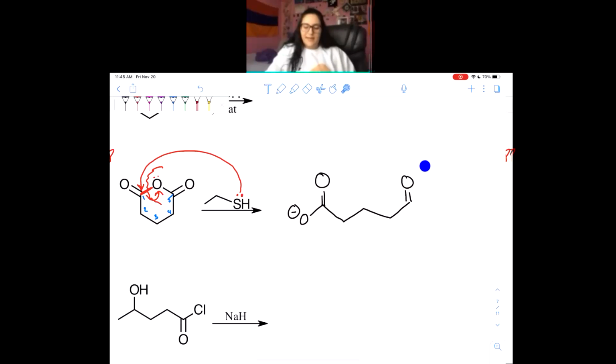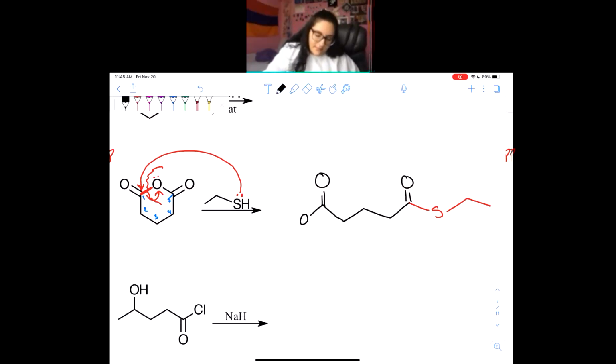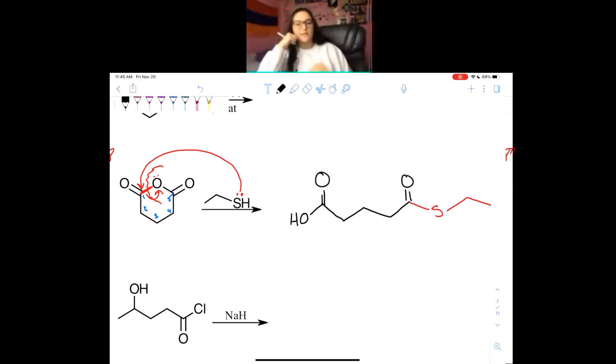And so let's look back at this guy. Since we attacked, we added an S with 2 carbons. And we know that this oxygen will eventually get protonated to give us a carboxylic acid. So I did that in the short way. We can also do it like the long way to show you guys how this actually happens. But what do you guys think of this one so far?